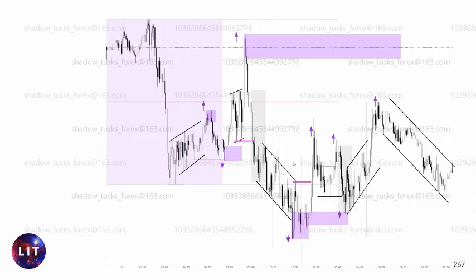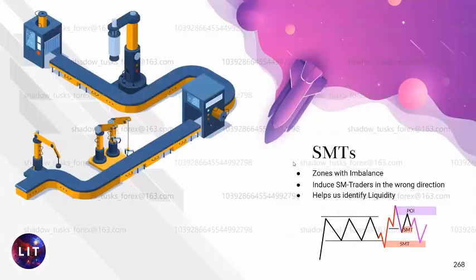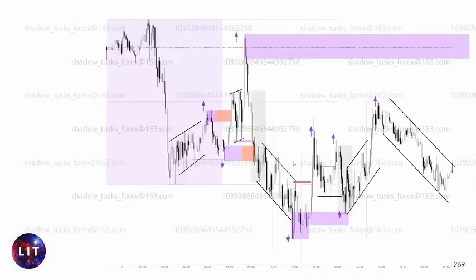Okay, so next up, after we've identified our mitigations, we need to identify our potential SMTs. And like I said, we need to be careful about these ones. The reason why is because we've got an inducement going against them, and there's no immediate liquidity built up to validate this, if that makes sense.